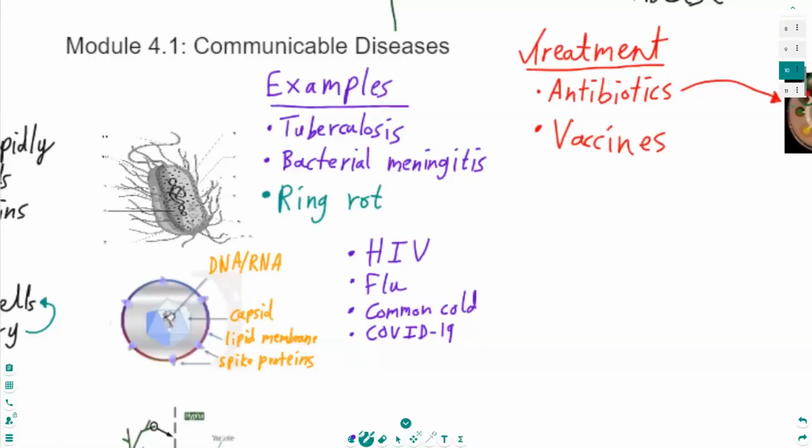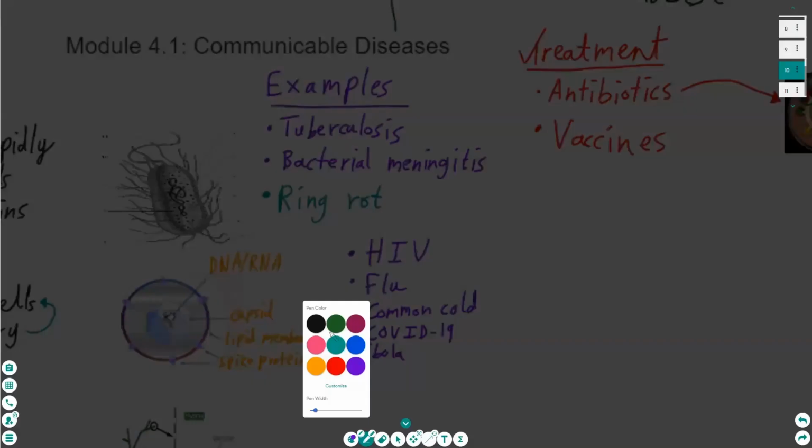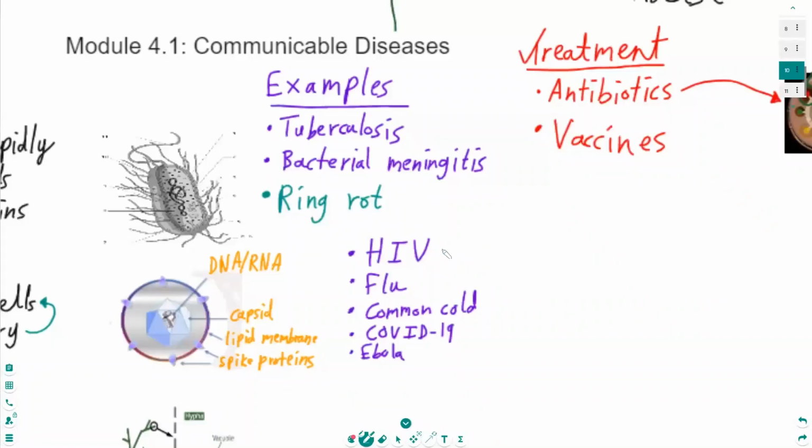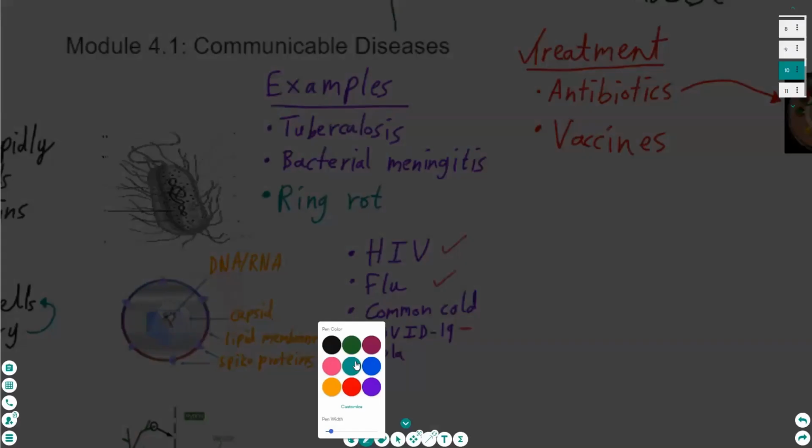Ebola is another one. You don't need to know all of these. I think the main two you need to know are HIV and flu, maybe COVID-19. Ebola, you don't really need to know about, but you do need to know about HIV and flu, definitely, and maybe COVID-19 may be helpful.